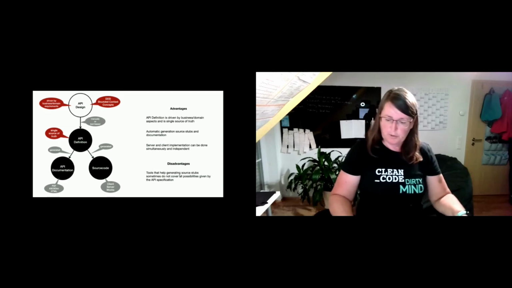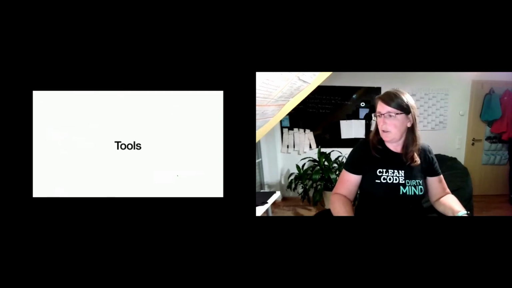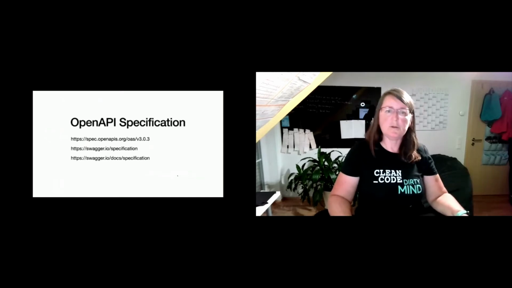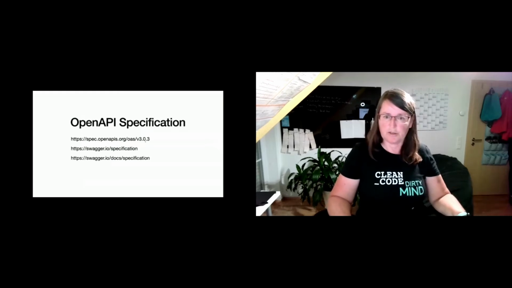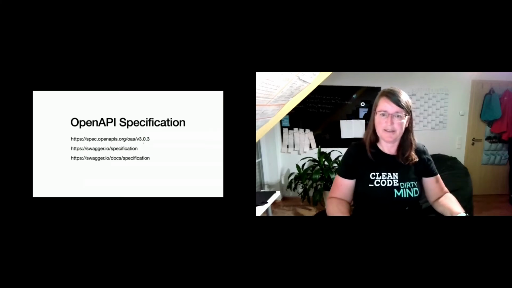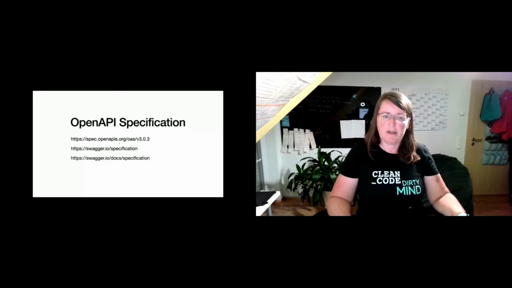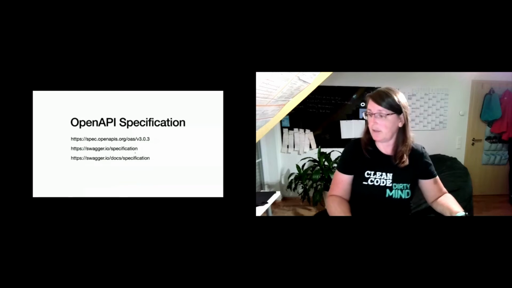So in our project, what kind of tools do we use? Of course, we use the OpenAPI specification. We still use version 3.0.3. I know that there's a new version 3.1.0, but I think the tooling is still a little bit behind this new version, so we still use 3.0.3. And all these addresses here lead you to this specification and documentation, which is really, really great in my experience.